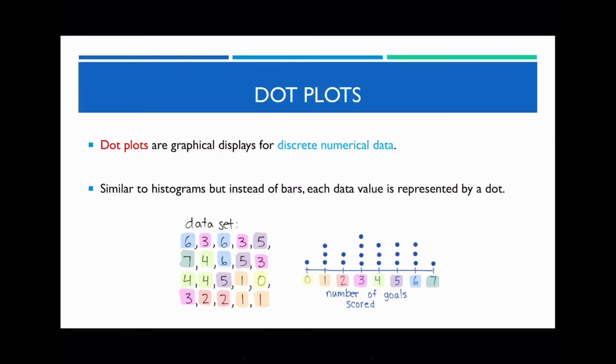Now, a dot plot is a graphical display which is only used to display discrete numerical data. It's not compatible with continuous data which takes on decimals, because it's just not very viable at all. It is very similar to a histogram, but instead of representing the values with bars, each data value is represented by a dot. So in this case over here, if this is my data value, notice that I've got one value that is equivalent to 0, so I only have one dot, etc., etc.